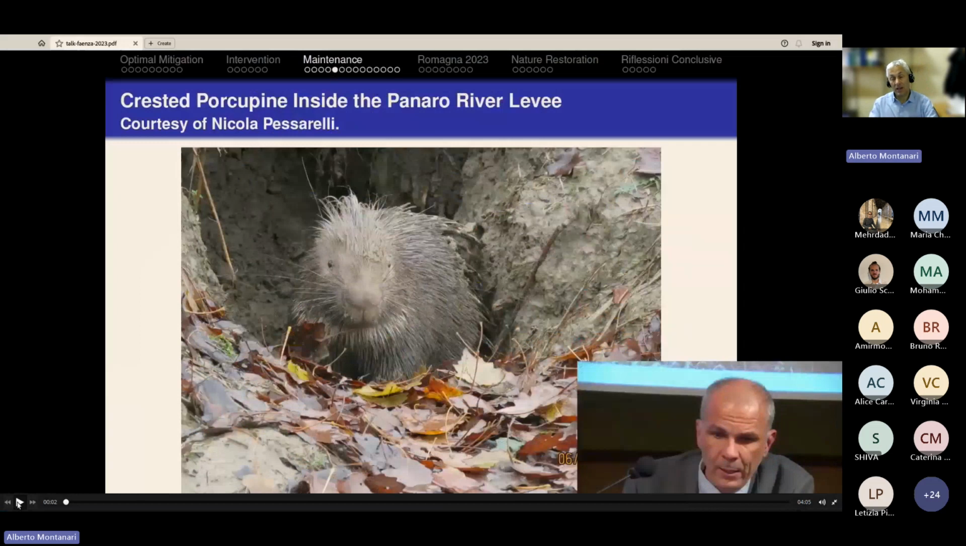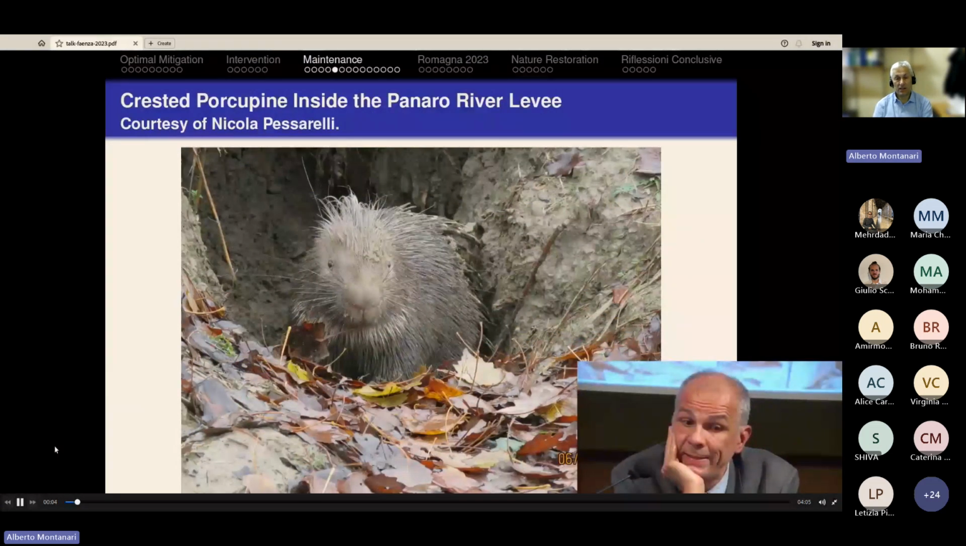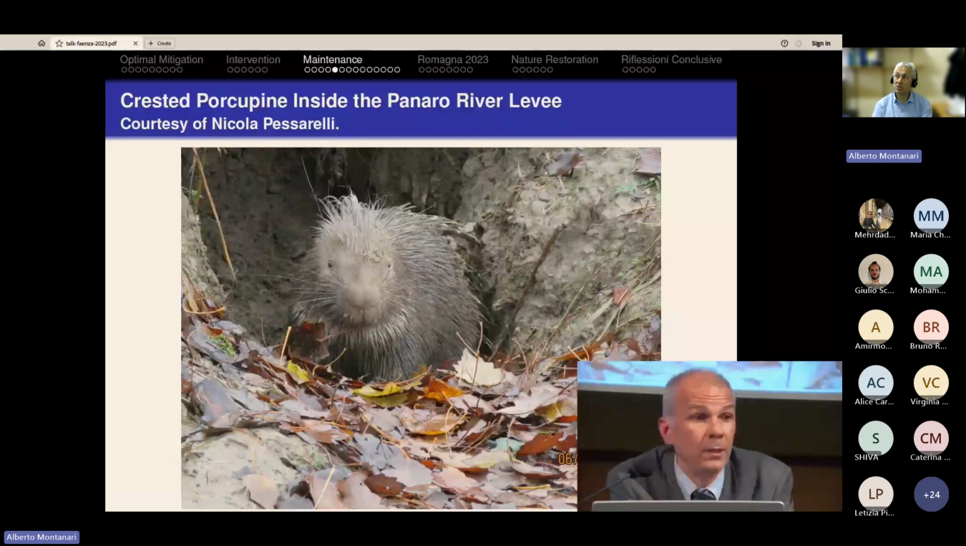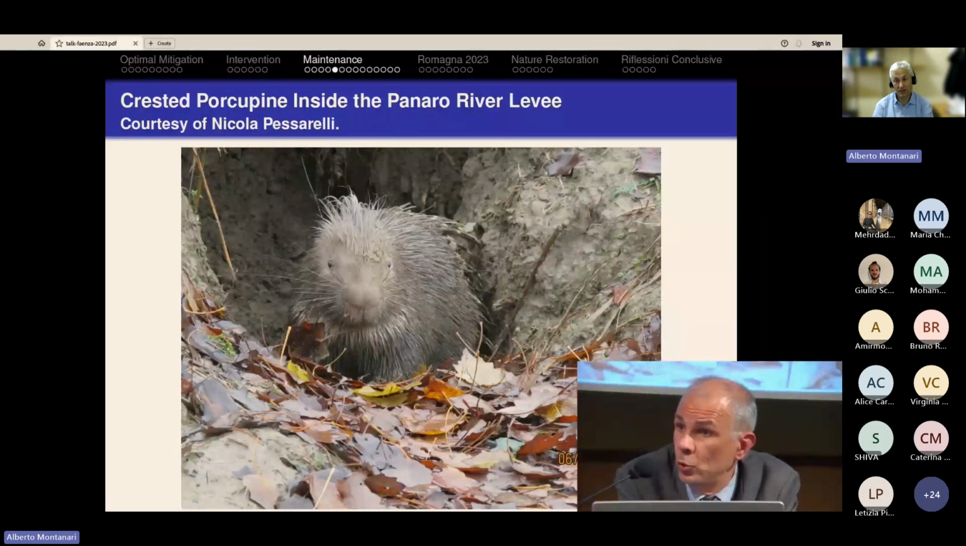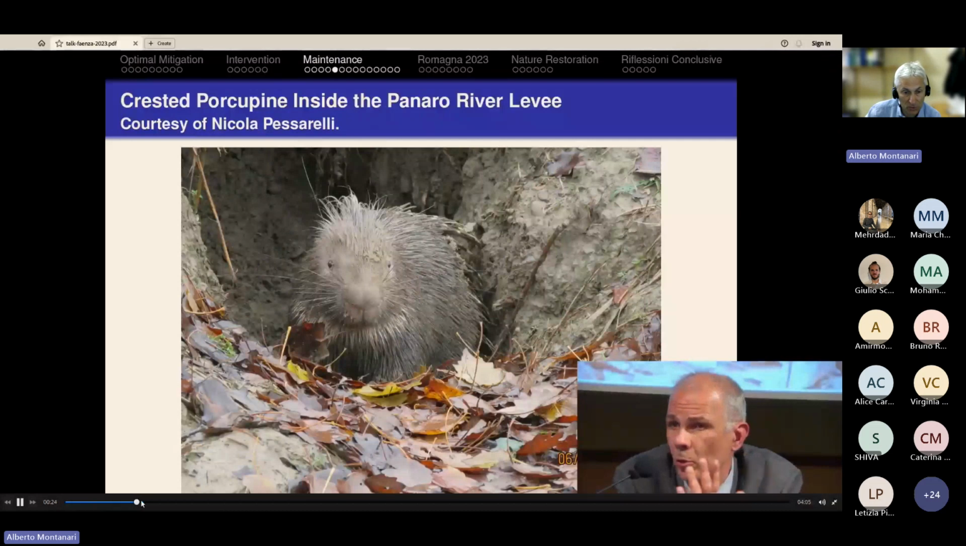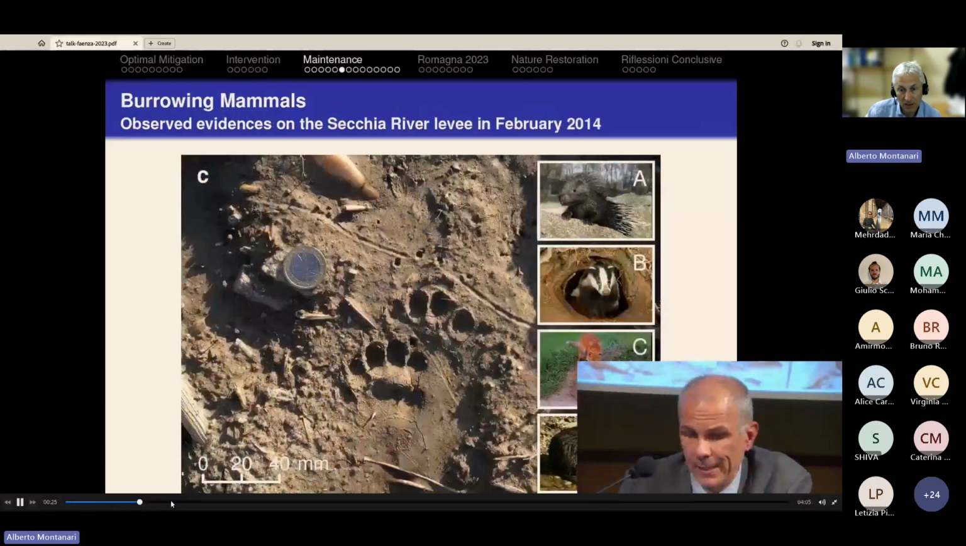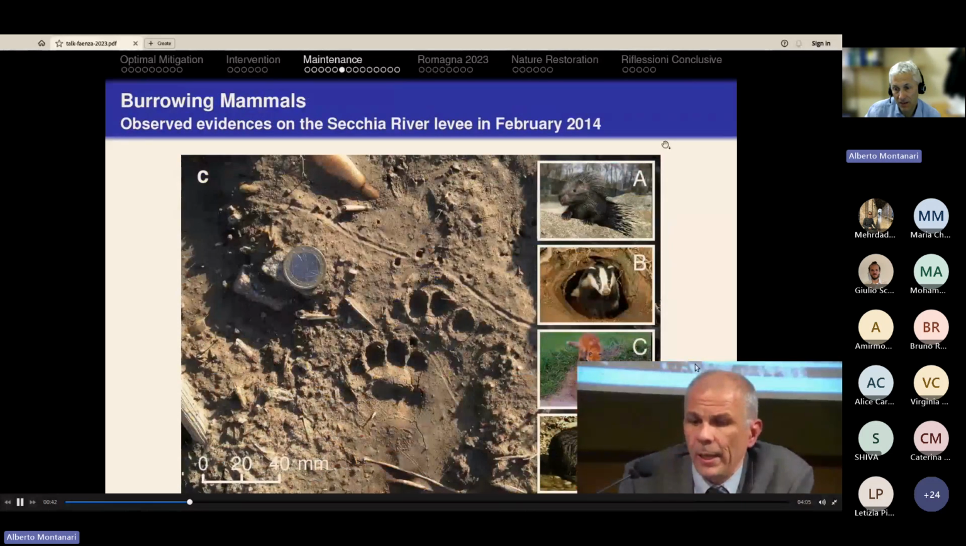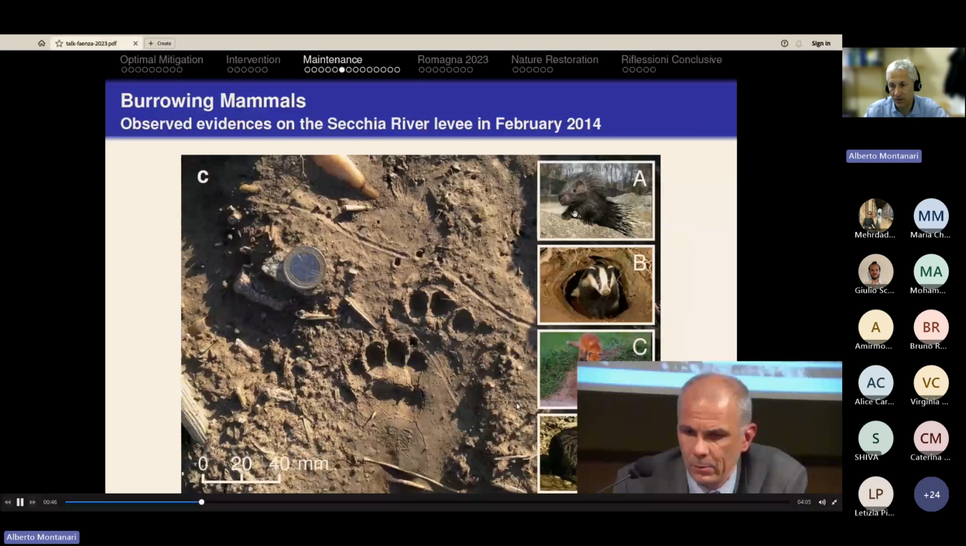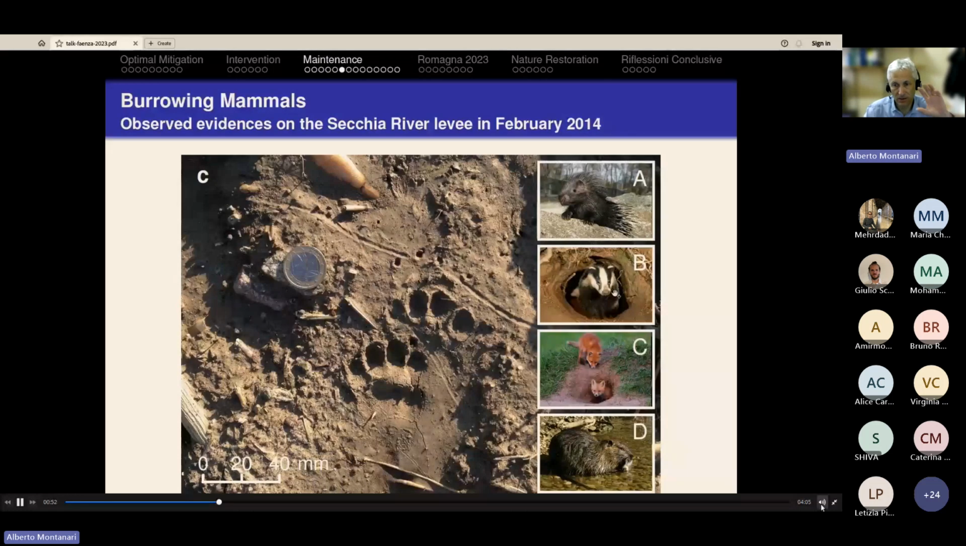This is called Istrice in Italian, and I don't know how to say it in English, I'm sorry. I think it's something like porcupine. Let's move forward a little bit, and you see the footprint here of the animal, and there are other animals shown here, including foxes, and these are animals that live in the river corridors and excavate their homes there.